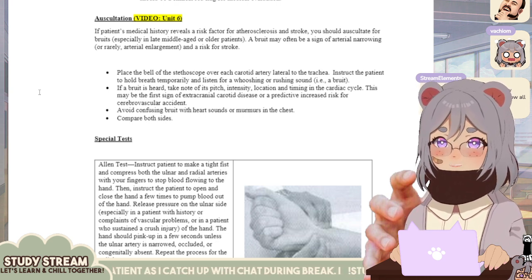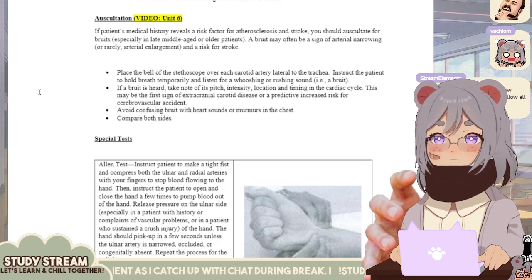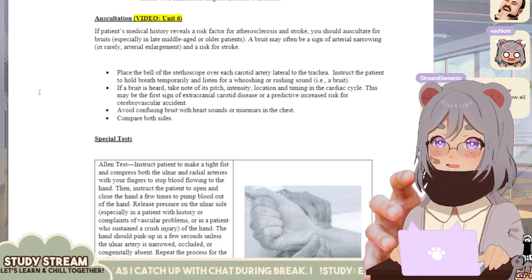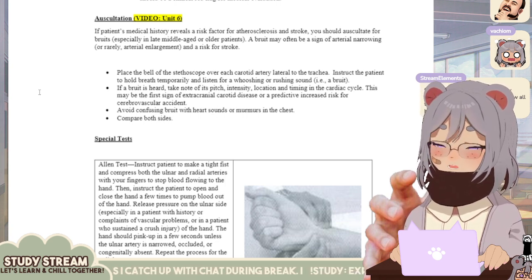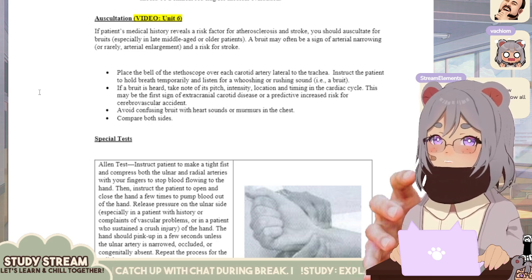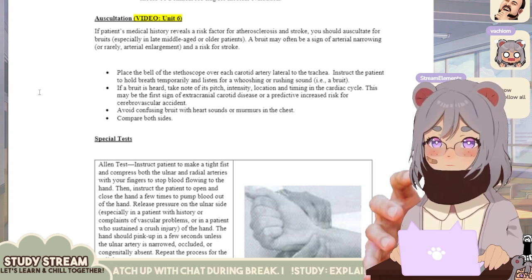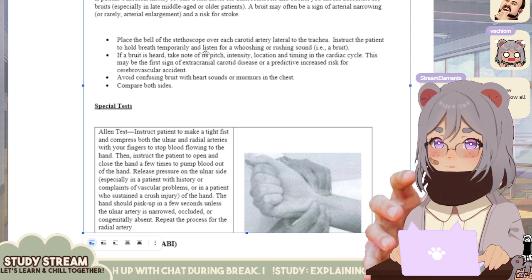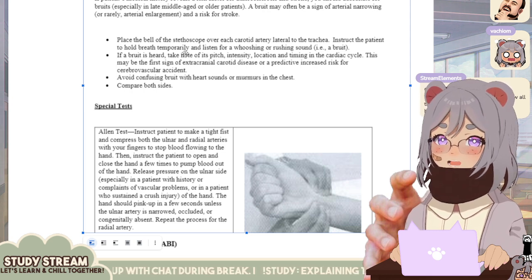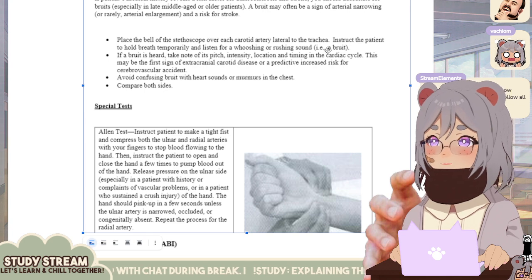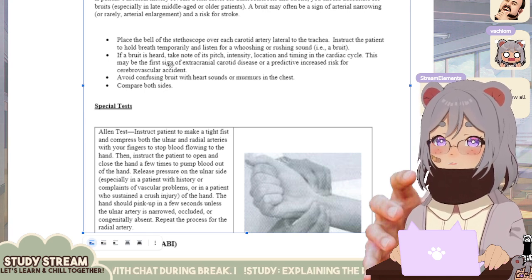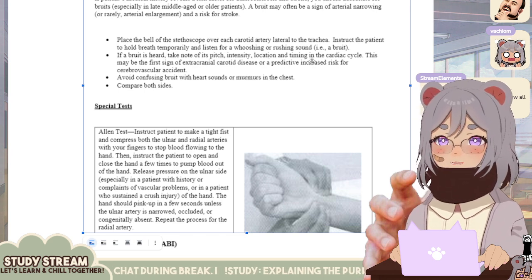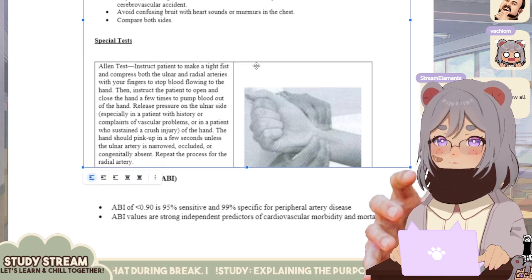If the patient is showing risk factors, especially for arteriosclerosis or a stroke, we should also check for bruits. The sound you may hear, called a bruit, may be a sign of arterial narrowing and a risk for stroke. Place the stethoscope over each carotid artery, instruct the patient to hold their breath temporarily, and listen for a whooshing or rushing sound, aka that bruit. If a bruit is heard, note the pitch, intensity, location, and timing in the cardiac cycle. Compare both sides.